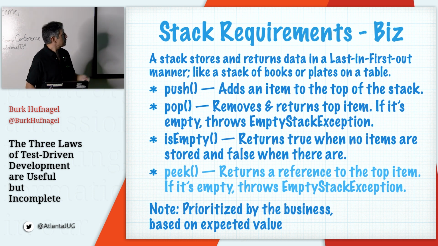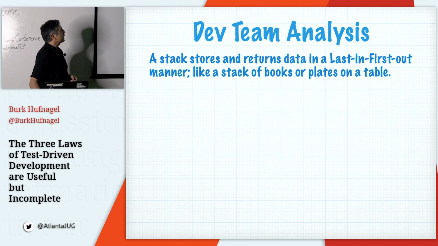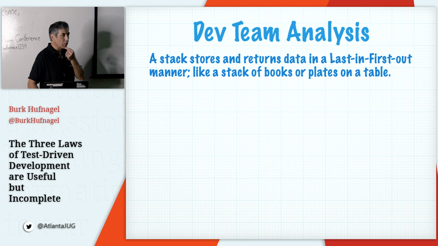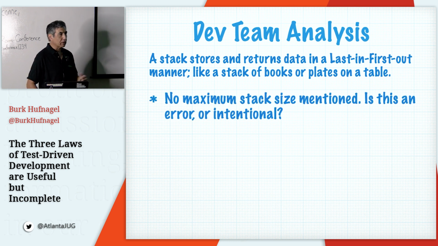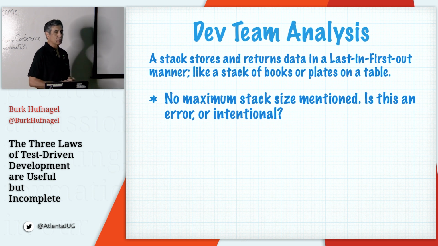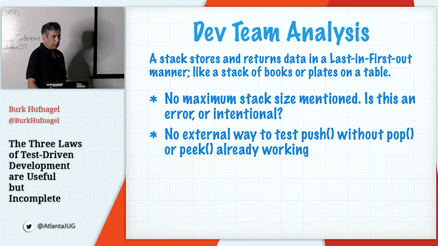Okay, so the business prioritized it in this order based on their expected value, right? So the dev team takes a look at it and goes, okay, we look at the requirements, and well, first off, there's nothing in there about a maximum size. Is that a mistake? Do they not care what the maximum size is? Just want to go until memory's full? We should ask them, so we'll deal with that.